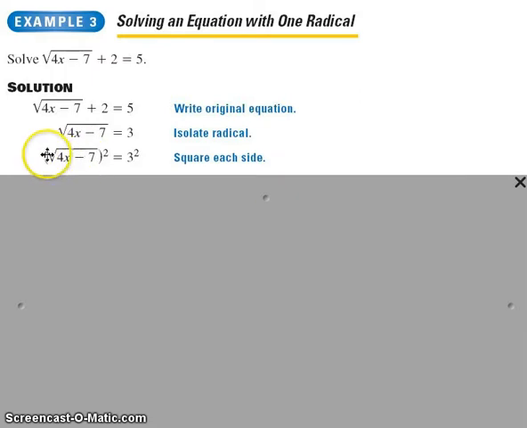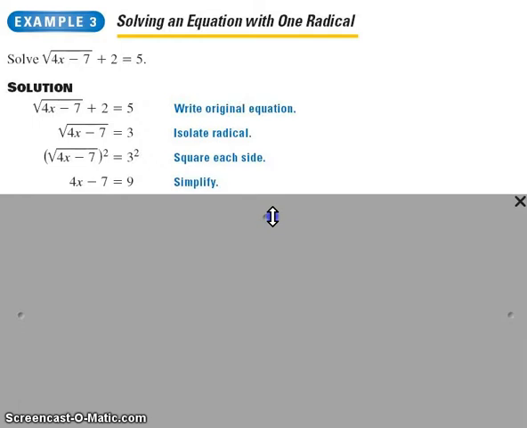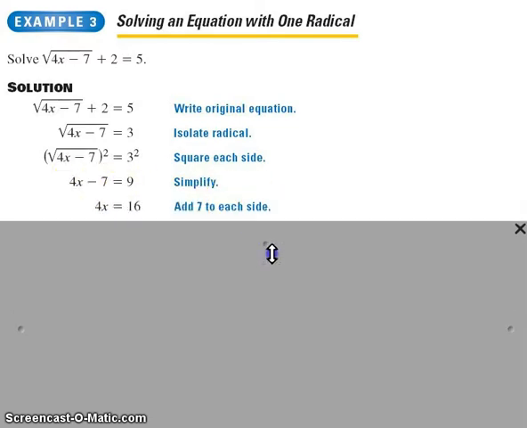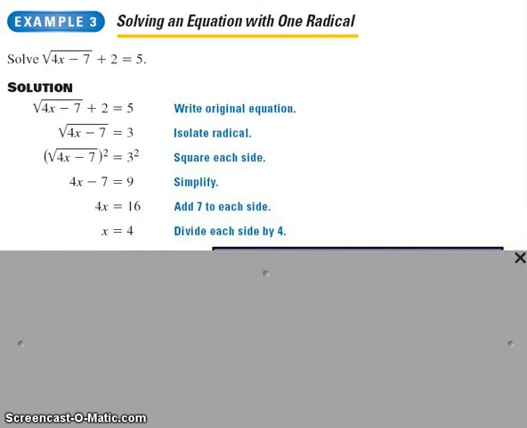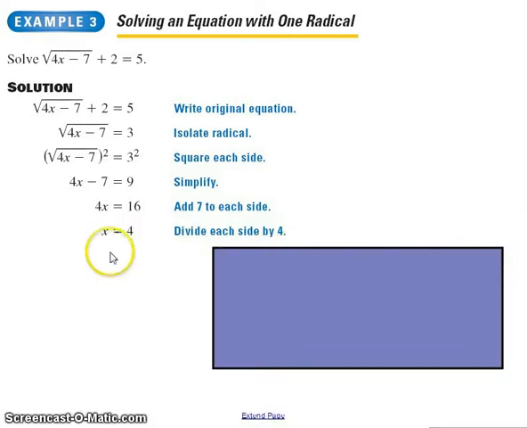The radical on the left side is canceled by the squared symbol there. So now I've got 4x minus 7 on the left, and 3 squared is 9. From here, this is a simple Algebra 1 problem, and you should be able to solve for x and find that x is 4. The issue, though, is to find out whether or not it's really 4.